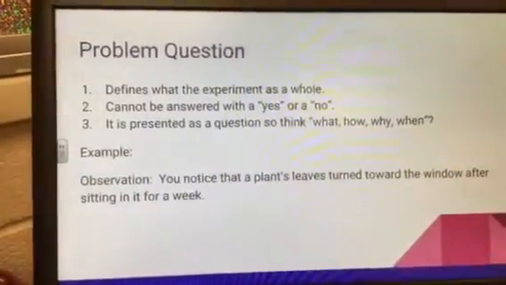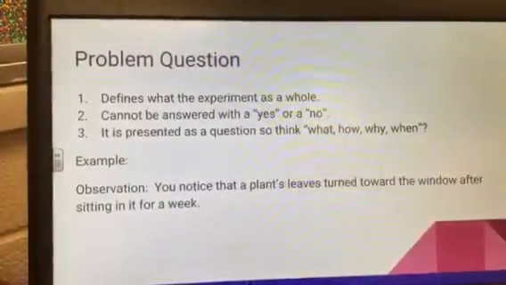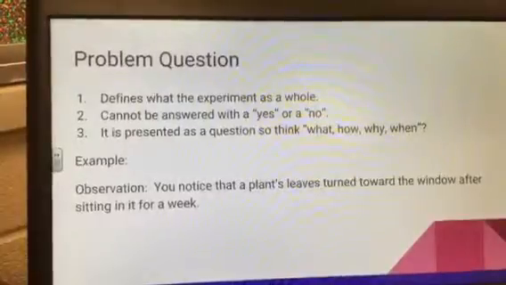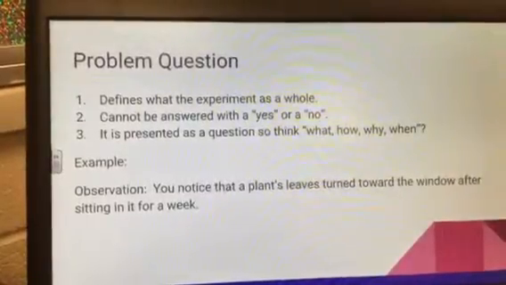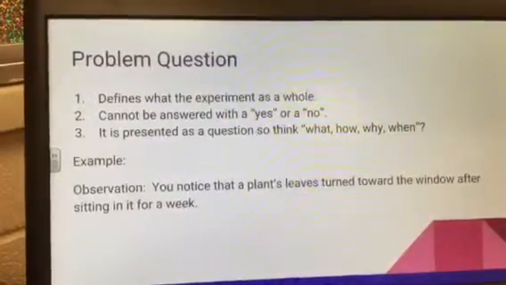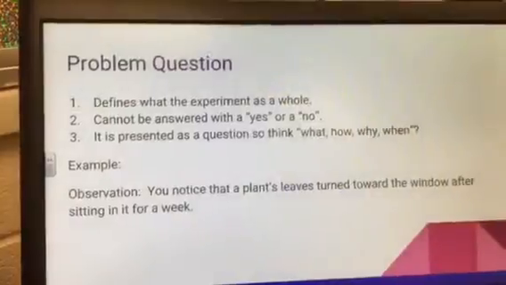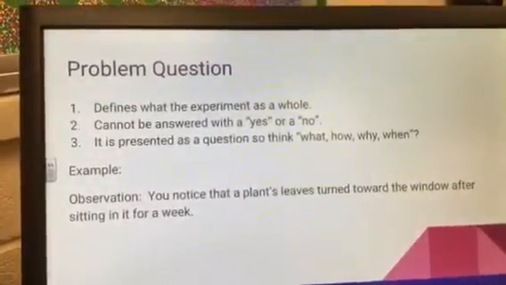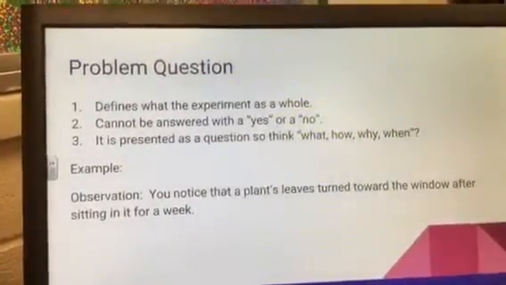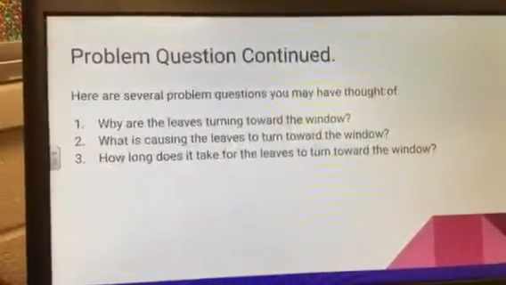So remember that the problem question defines what the experiment is about as a whole. It cannot be answered with a yes or a no, and it has to be presented as a question. So think in your mind what, how, why, and when. For example, you notice that a plant's leaves turn toward the window, sitting in it for a week. Then you can come up with a question.